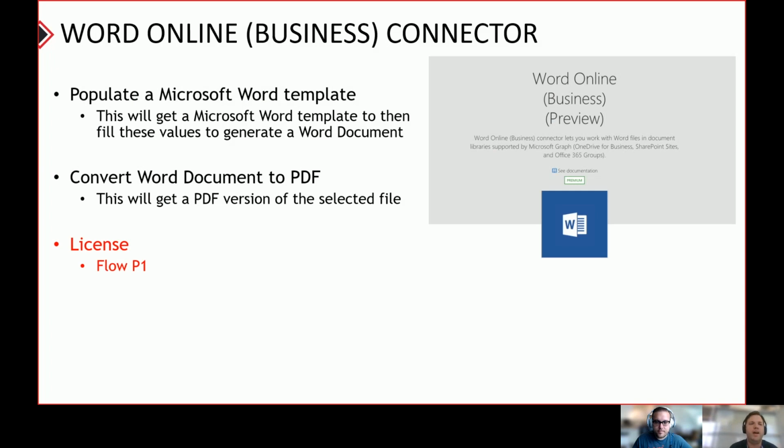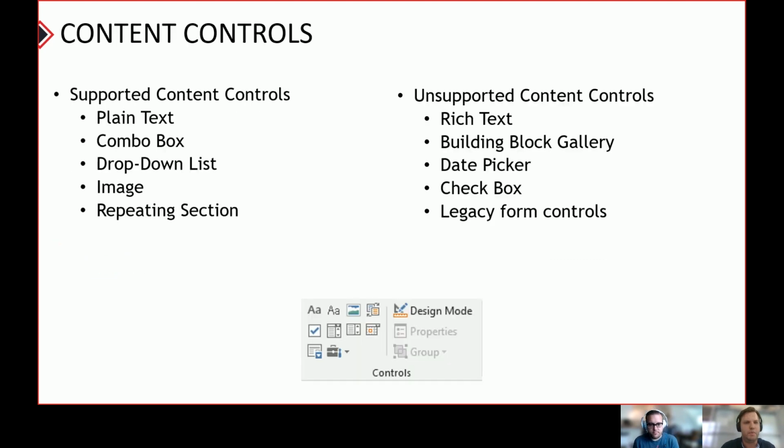So to recap, you still have two actions. You have the populate a Microsoft Word template action, and you have the convert Word document to PDF action. The first one you use to fill a Microsoft Word template, and you have some more capabilities here right now. And the second one is to convert a Word document to PDF. Perfect. And there's a license involved, and that's Flow P1. Yep, so you need P1 for the premium connector. That's Word Online Business. So that's the first step.